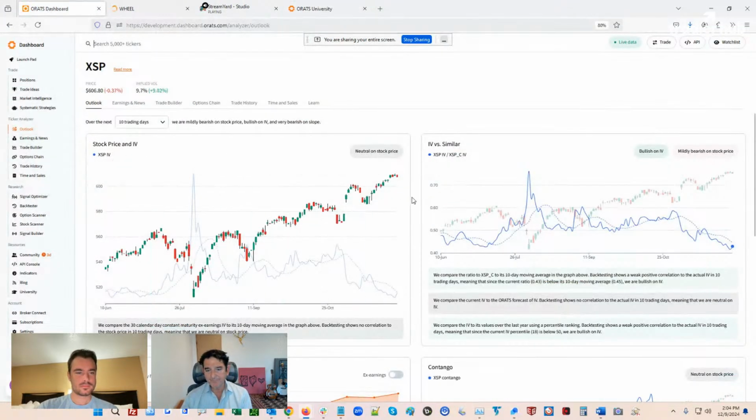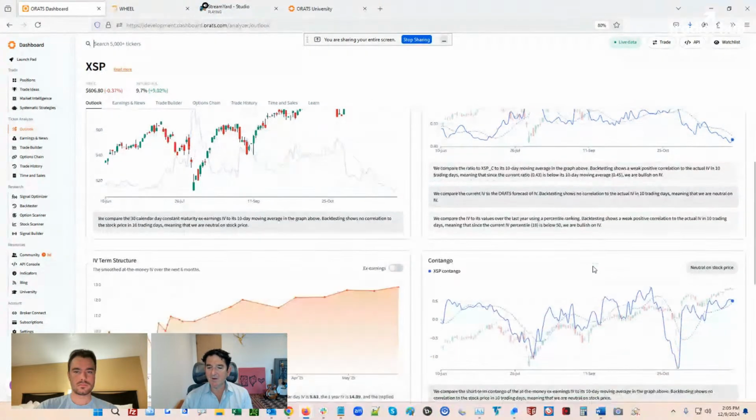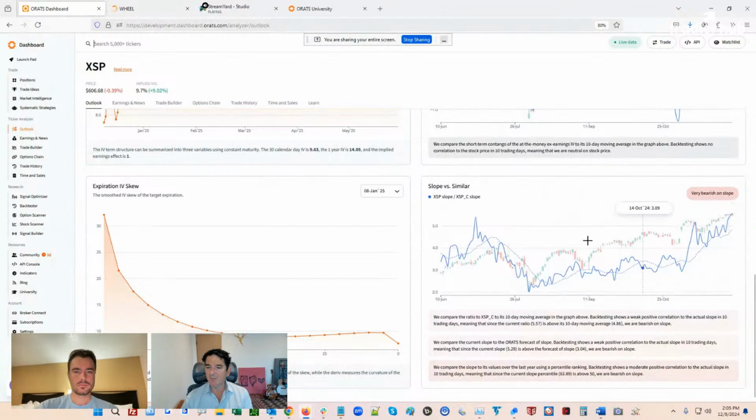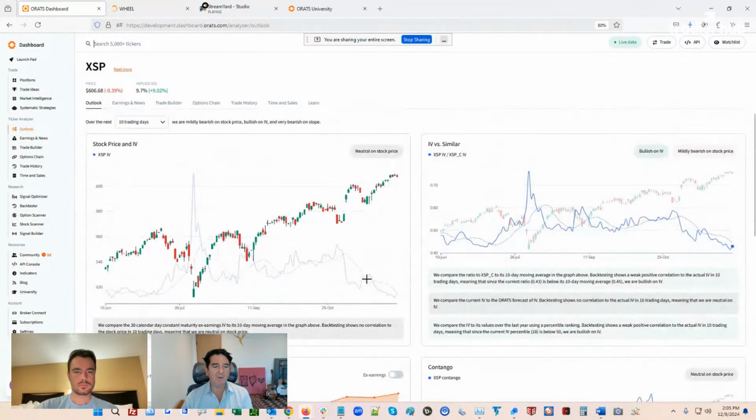So, for example, here's the XSP, and this is the Outlook tab. The Outlook tab we use to get a visual on what's driving stock market or price performance, what's driving implied volatility and put-call slope. One of the things that I like to look for in the Outlook tab is where implied volatility is versus, let me turn on my drawing tool.